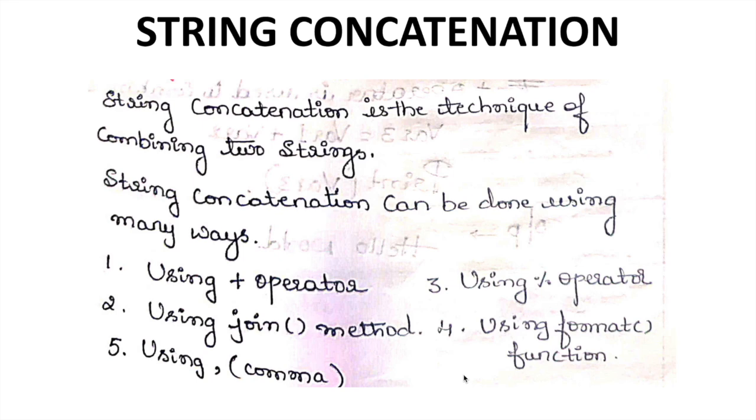In Python, to concatenate a string, there are a variety of ways. Mainly, we are going to consider 5 different ways to concatenate a string, that means to add two strings. First, using a plus operator. Second, using a join method. Third, using a comma, using a modulus operator, and using a format function. So you can use these 5 ways to concatenate a string, that means to join two strings.